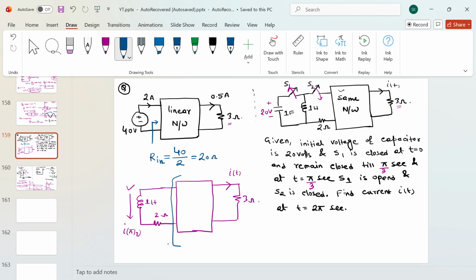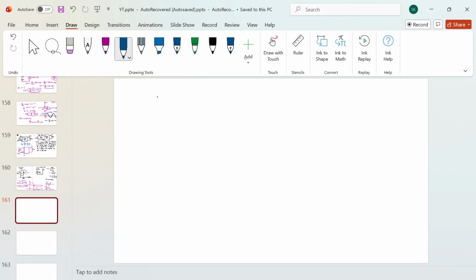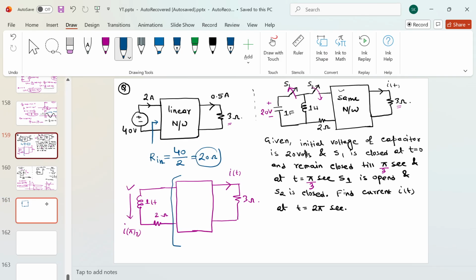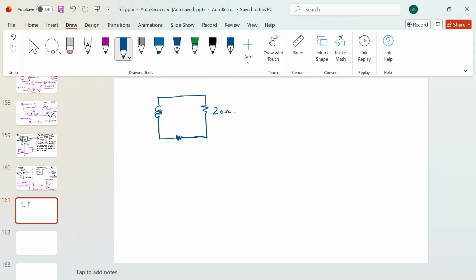Now I know the Thevenin equivalent or the input impedance, that is 20 ohm. So let me rearrange the circuit. This is my inductor, this is my 2 ohm, and this is my 20 ohm. This is my R input, the input resistance. This is my 2 ohm, and this is my 1 Henry. It has some initial current I. So if you write the current expression, it is an RL circuit without excitation.